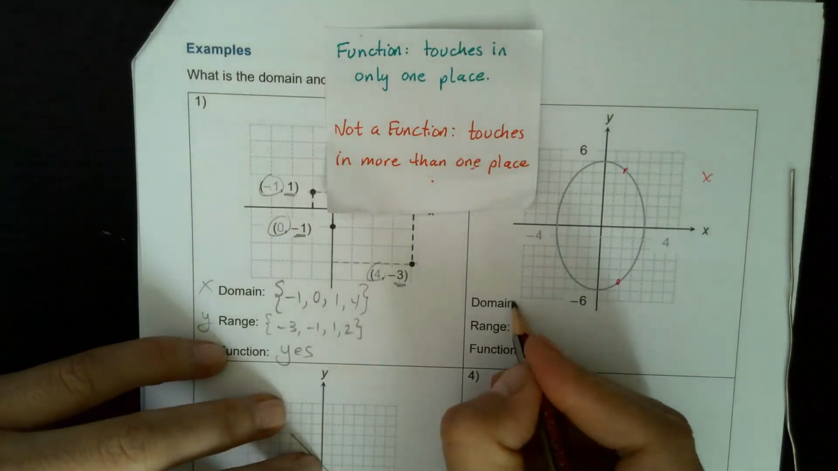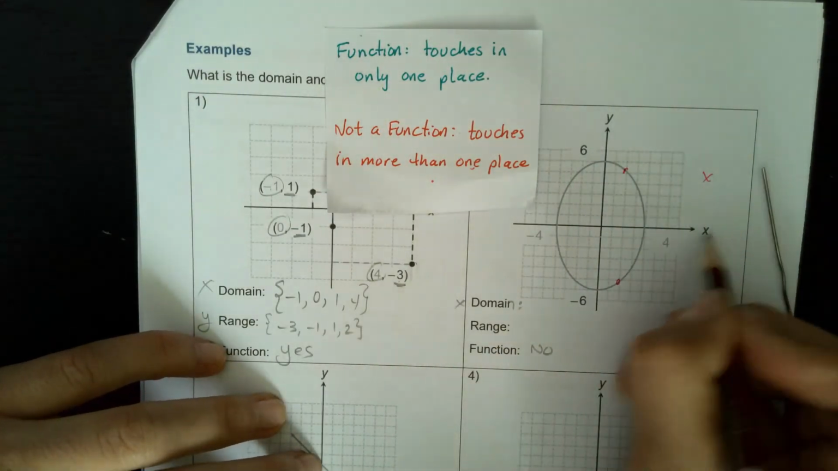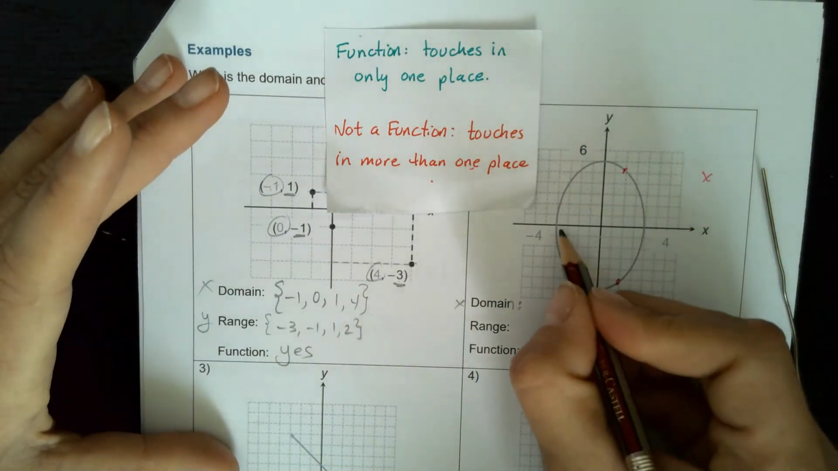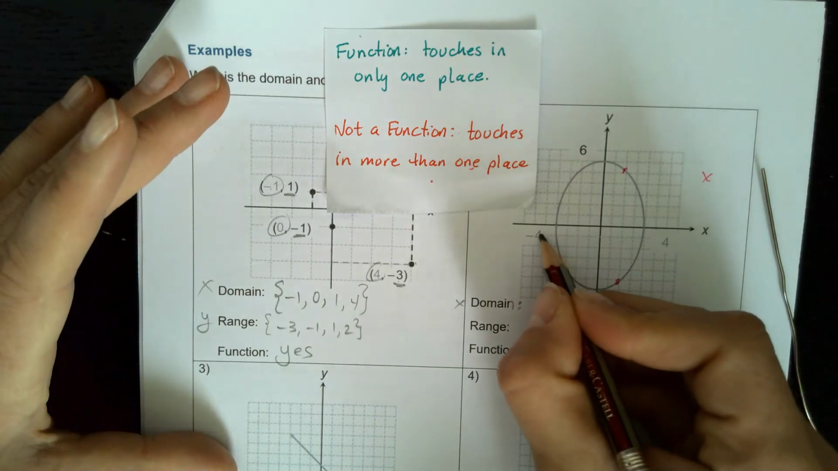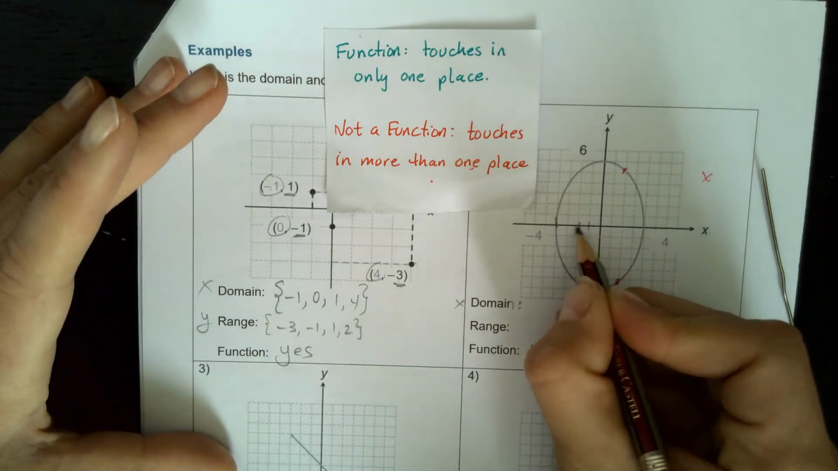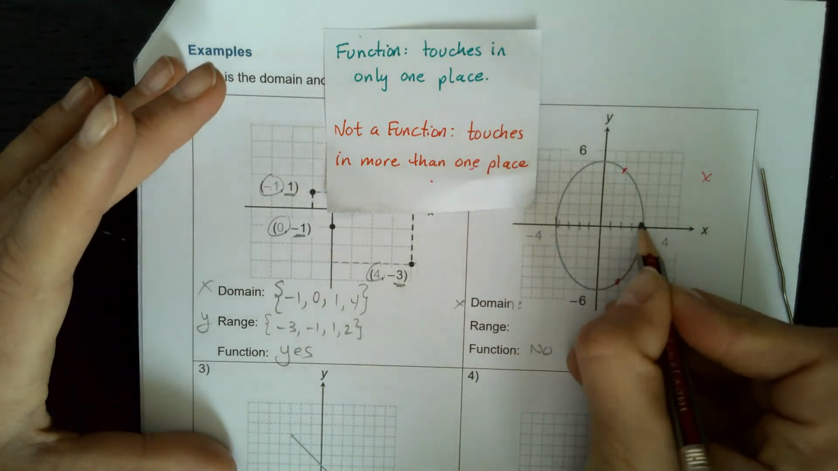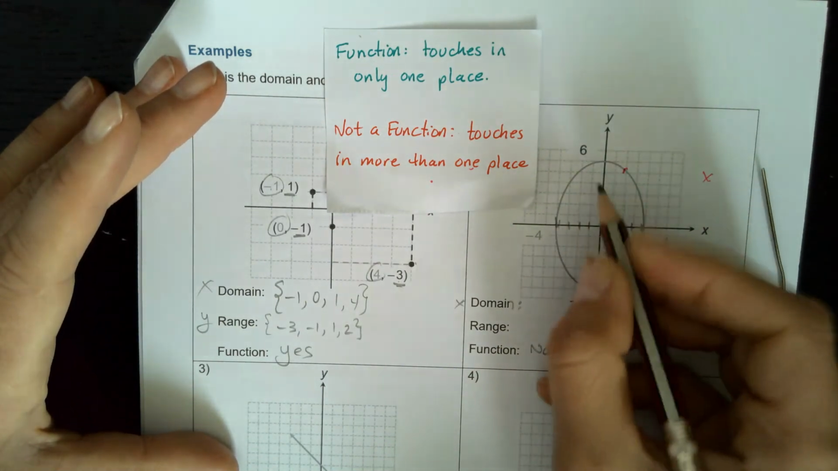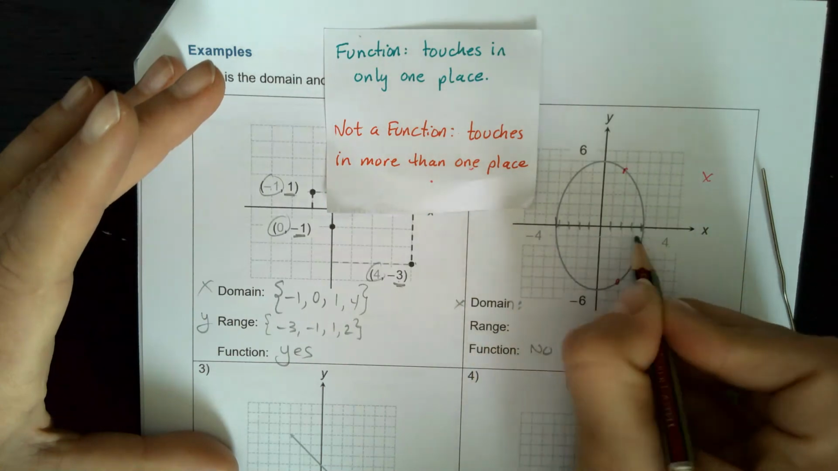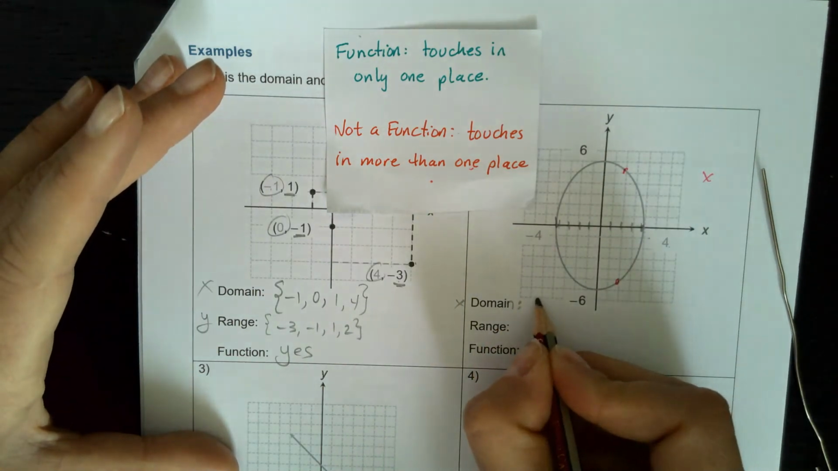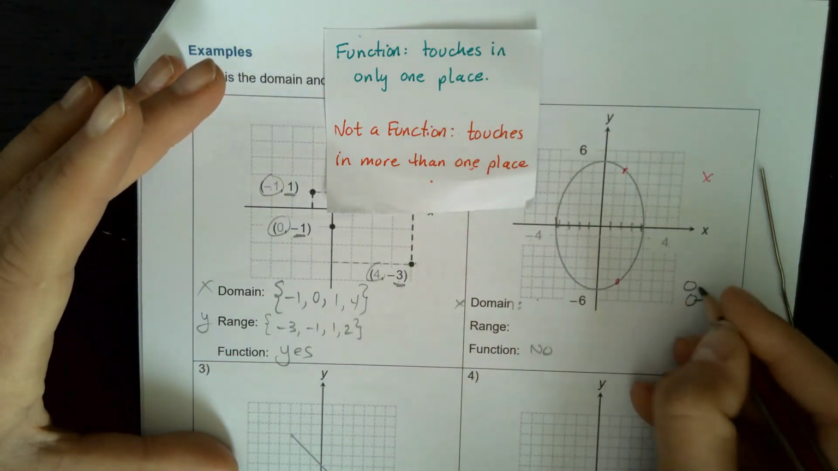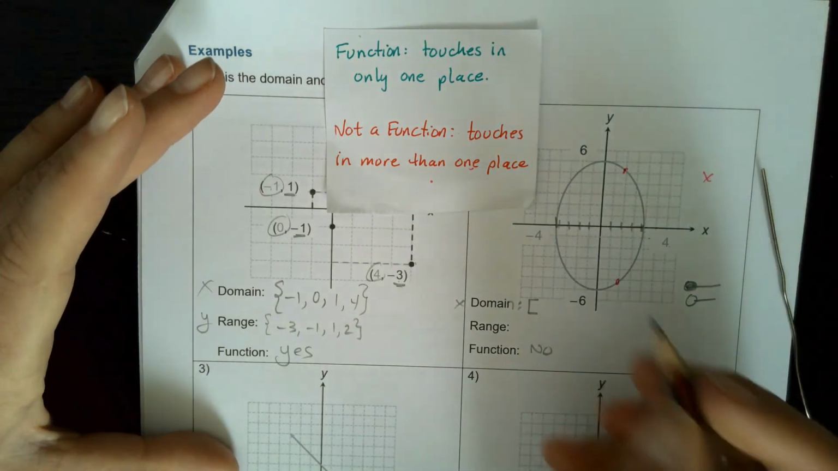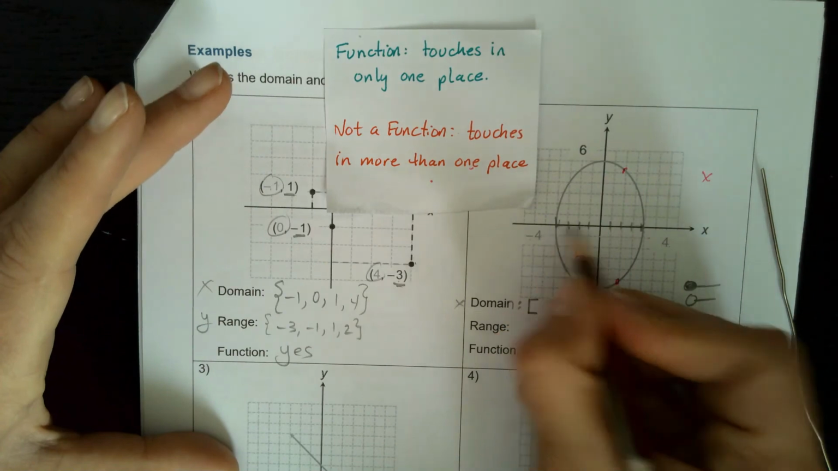What's the domain? Domain is x. So where does the graph exist on the x values? It exists, let's see, that looks like 4. 1, 2, 3, 4, 1, 2, 3, 4. Yeah, so that's telling me it's 4 here. So you can see that this ellipse only exists between -4 and 4. And because there's no open circle and closed circle, I'm just going to use square brackets. So it exists between -4 and 4.